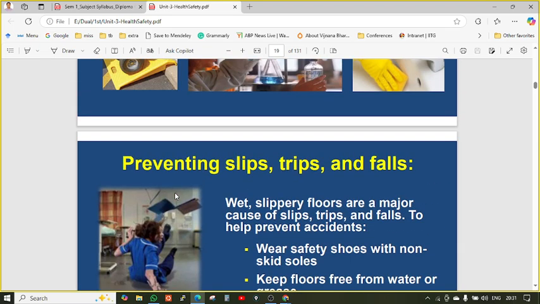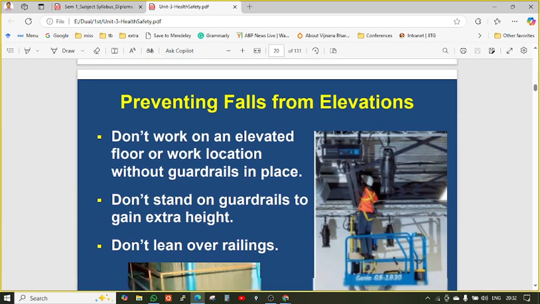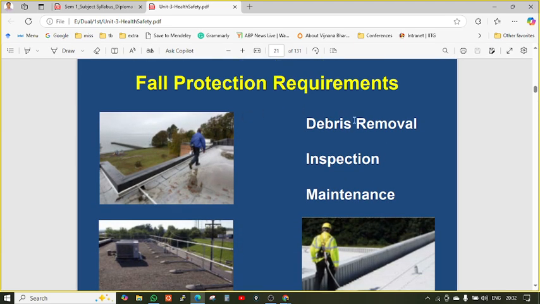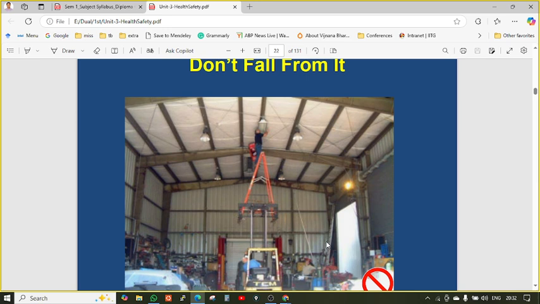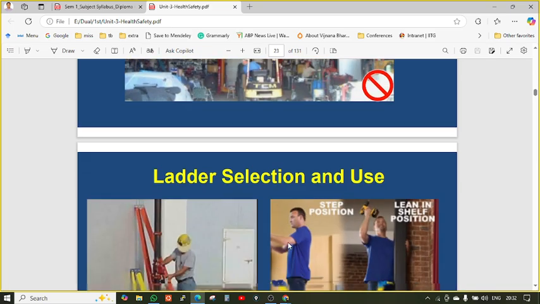So these are the common types of physical hazards: slips, trips, and falls. See here, fall protection equipment is also there, along with debris removal, inspections, and maintenance. Regular cleaning should be there. Do not fall from heights. See in this figure, someone is working at a roof light, changing it, and climbing in unsafe conditions like this. There may be chances to fall down, so you should not do these things.